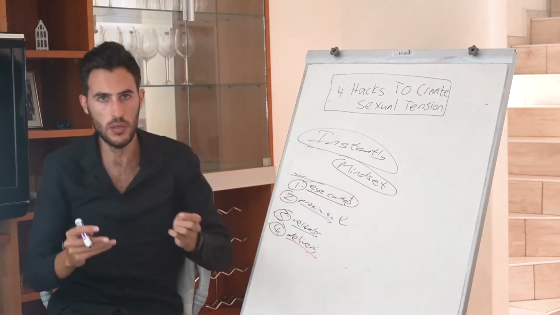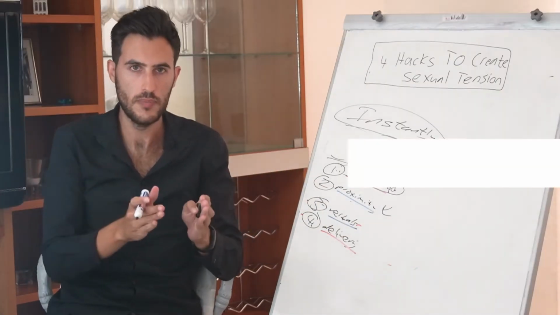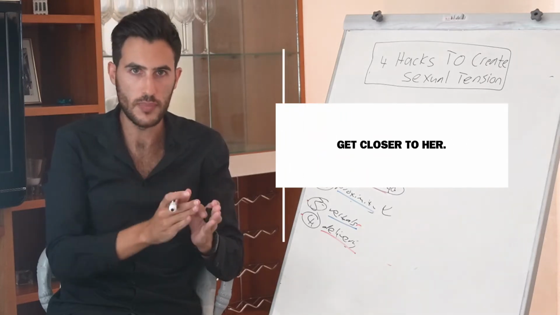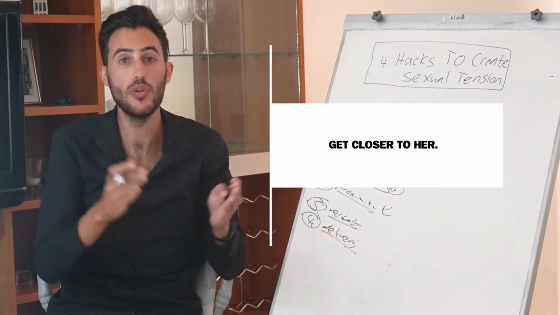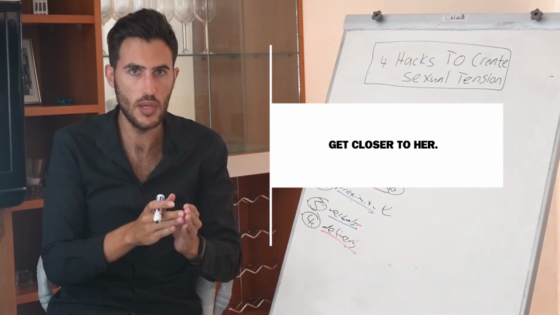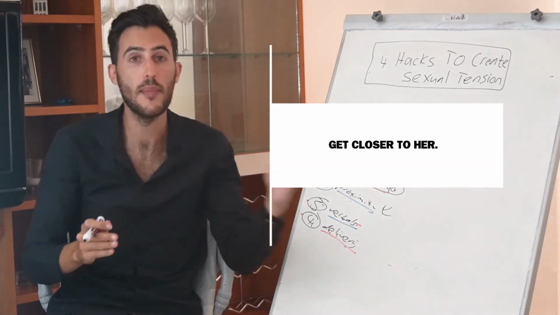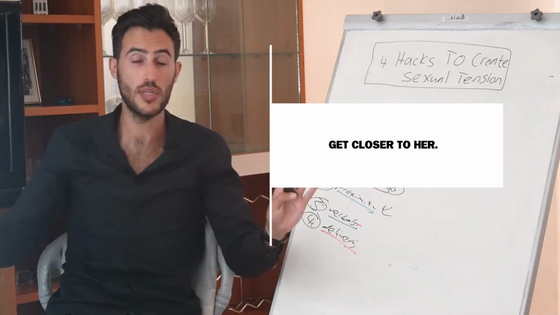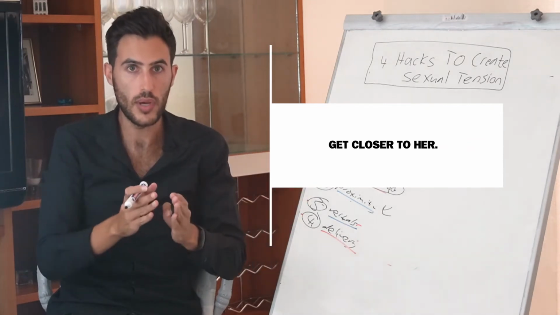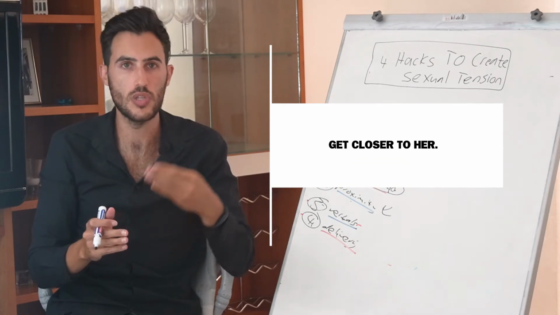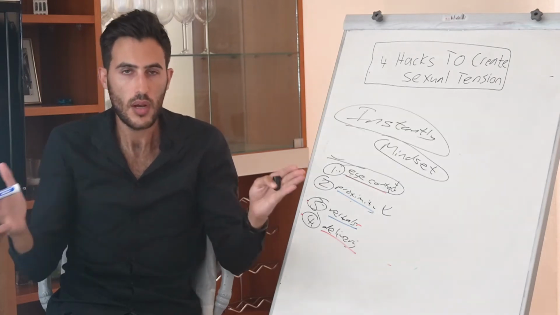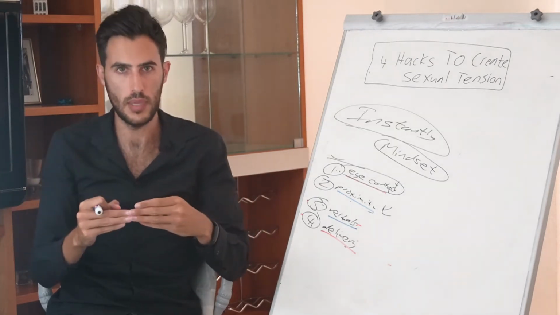Proximity. Get closer to her, okay? Make sure she's comfortable, but get closer to her. Maybe you can't do this right in the beginning of the interaction, but you can get closer to her as time goes on, as long as she's comfortable. If she takes a step back, she's not comfortable, then you should take a step back. But as long as she's having a good experience and she's enjoying it and she's comfortable, the closer you are, the more tension that can be built.